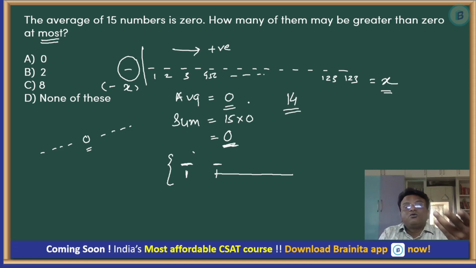So we can have 14 numbers greater than 0 and only one negative number, which is nothing but the sum of all those numbers with the minus sign. Then we can actually meet this condition. So how many of them may be greater than 0? At most 14 can be greater than 0. 14 is not there in the options, so the answer is D.